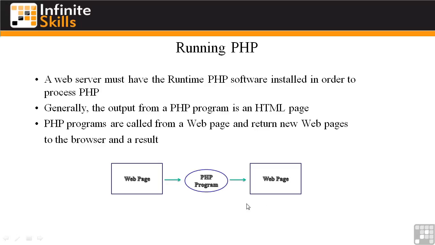So look at the diagram down here. We have just a little box representing a web page. It starts on your local browser. You click a button or a link, and it calls a PHP program. It does its processing and then renders a brand new web page back to your browser. Let's take a look at a real web page.